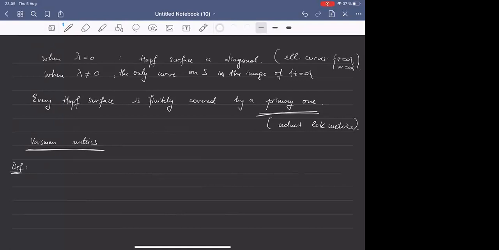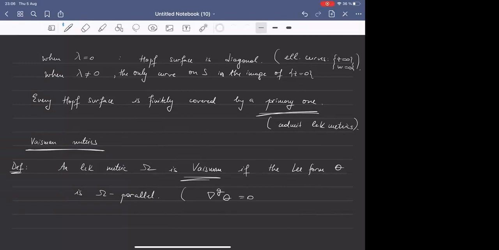An LCK metric omega is called Vaisman if the Lee form theta is parallel with respect to the metric itself. So in other words, nabla of theta is zero and theta is not zero itself. So this is a very strong condition to impose on the Lee form. And we will see that the LCK metrics that are of Vaisman type will be quite rigid.